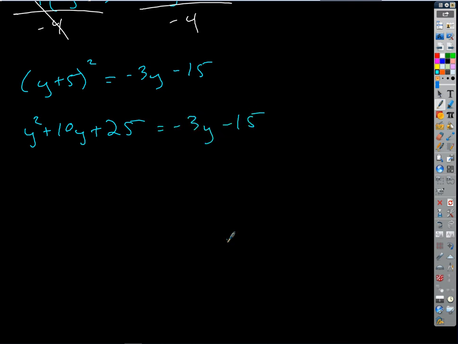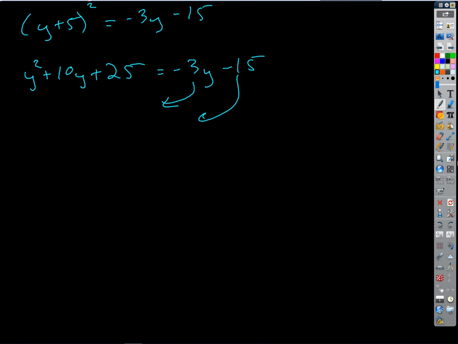Now I just have to put it in standard form. So I'll push everything over to the left. And when I do that, how many y's do I get? No, because I'm going to add 3y to both sides. So 13. And I'm going to add 15, which gives me 40. Okay, there. Now we've got a quadratic equation in standard form.